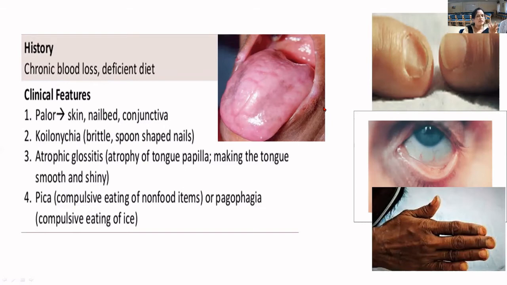We, as patients or human beings, when we look at ourselves in the mirror, this is all I think we need to look at, right? So keep checking how your tongue and conjunctiva are. These are typical features, pica: compulsive eating of non-food items. They eat tiny brick pieces, they eat soil and all that. I have a big story to tell about this, why pica and iron deficiency.